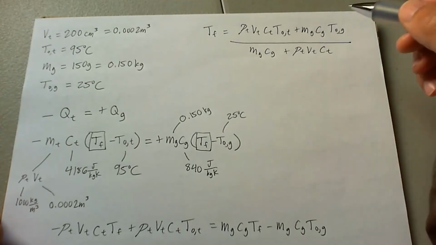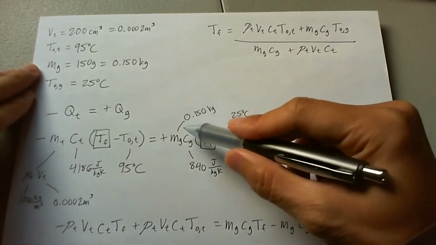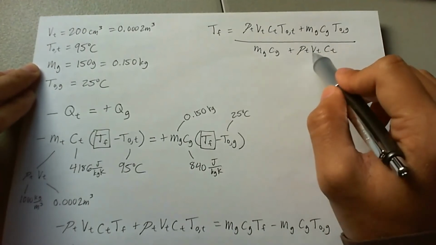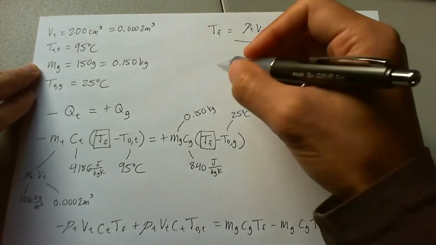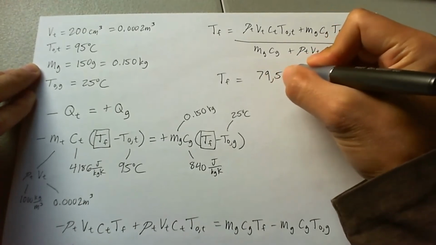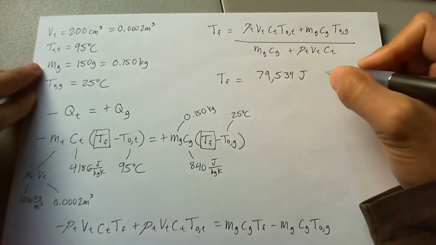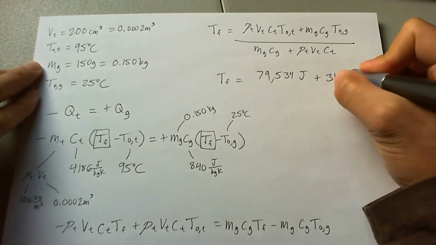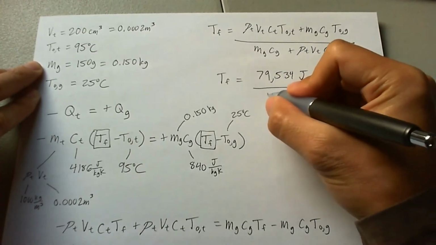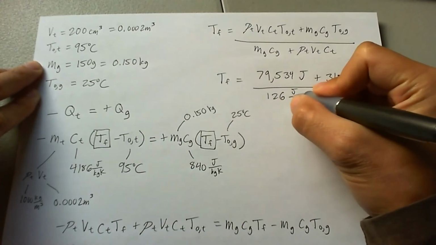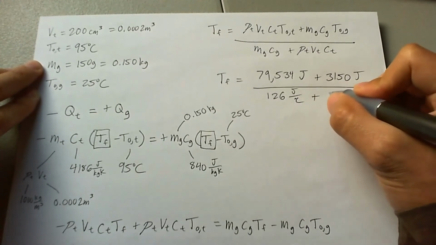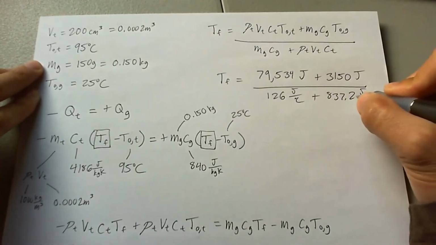Looks right. So without plugging in all the numbers again, I'm just going to have you calculate it, but I'll give you the four terms you see, two on the numerator, two on the denominator. It looks like the two numerator terms are going to be 79,534 joules, plus 3,150 joules, divided by 126 joules per degree Celsius, plus 837.2 joules per degree Celsius.